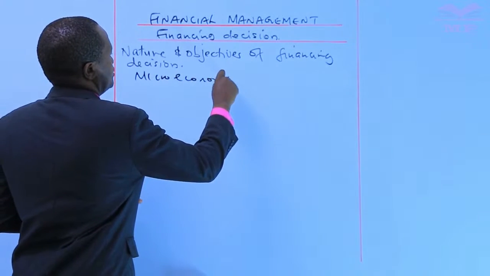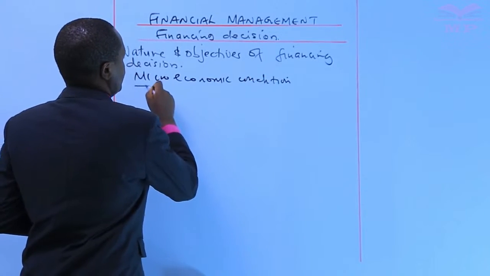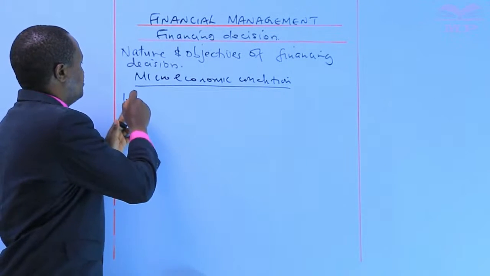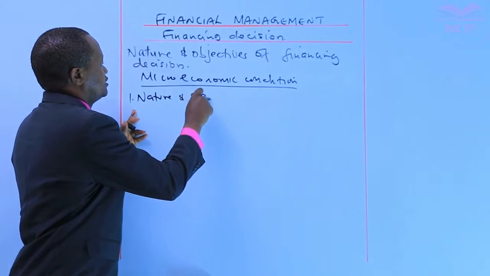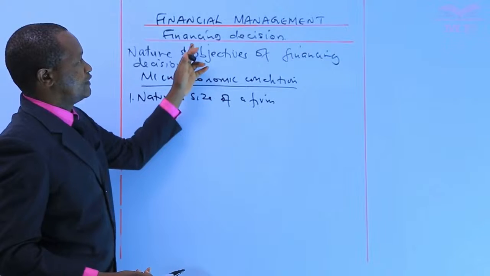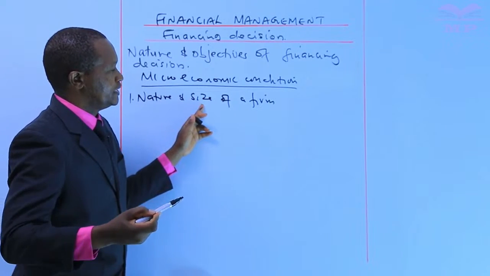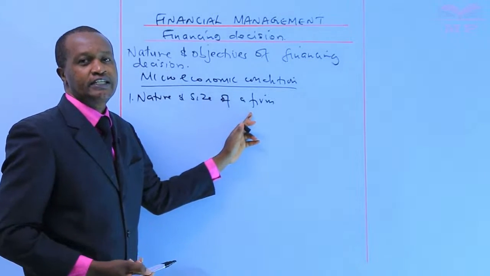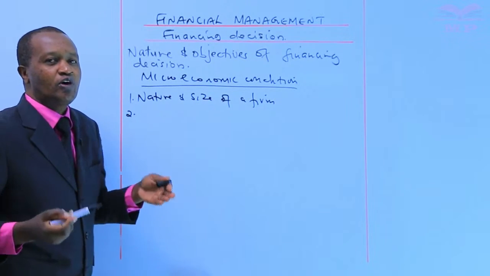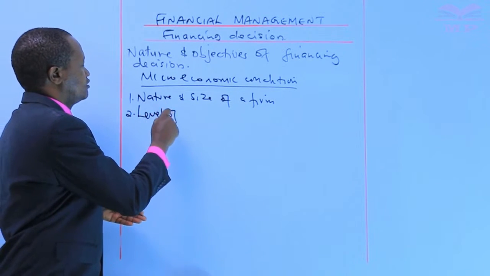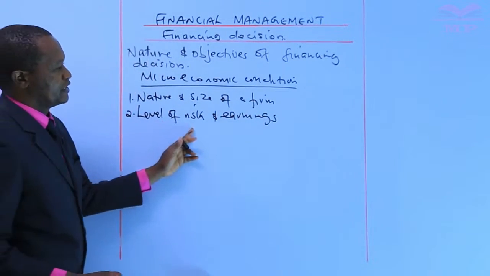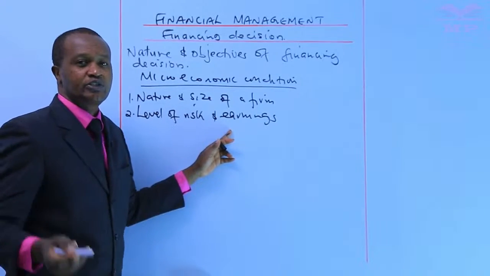Microeconomic conditions. We discussed 5 microeconomic conditions, beginning with the nature and size of a firm. We discussed how the nature of a firm influences the financing decision. We also discussed how the size of a firm can influence the financing decision. During that lesson, we also discussed how the level of risk and earnings may influence the financing decision of a firm.